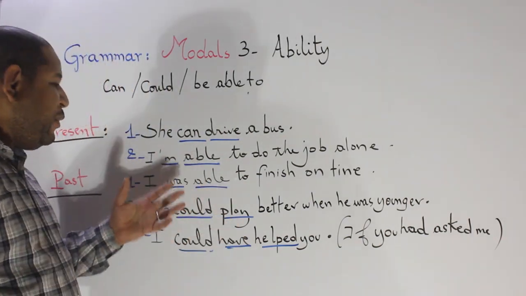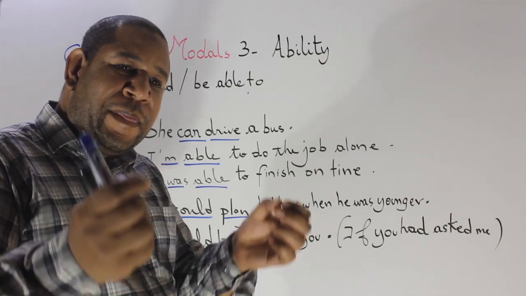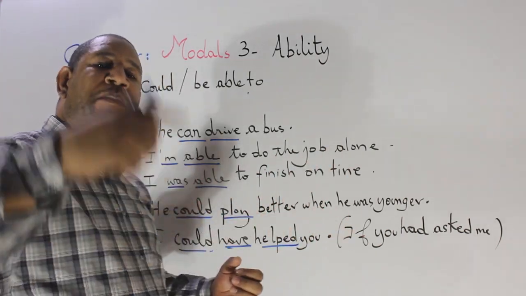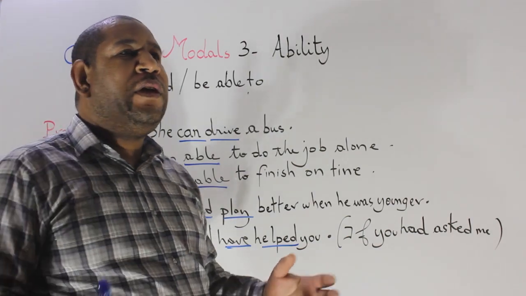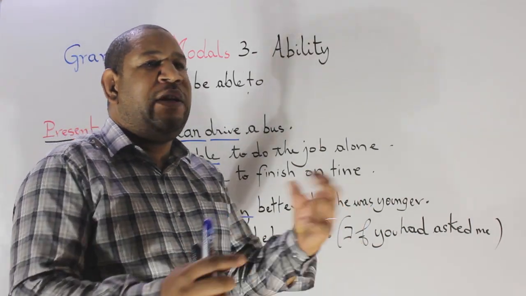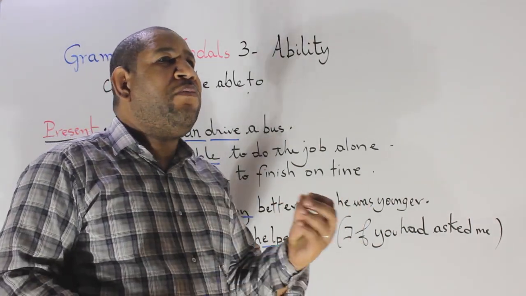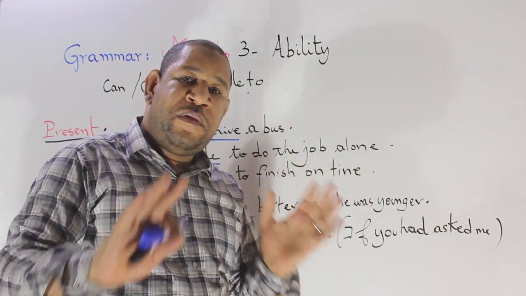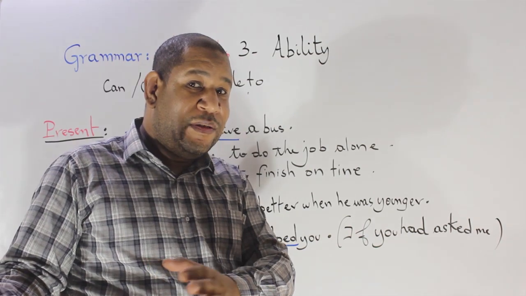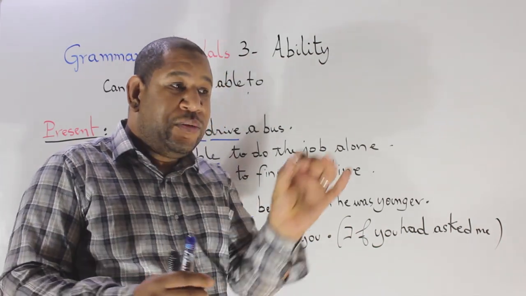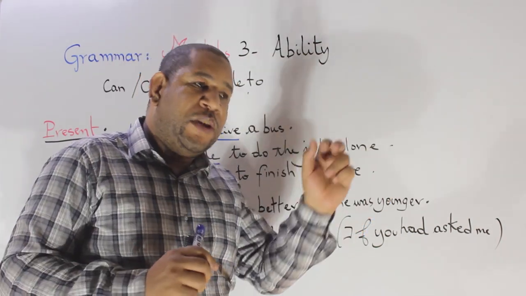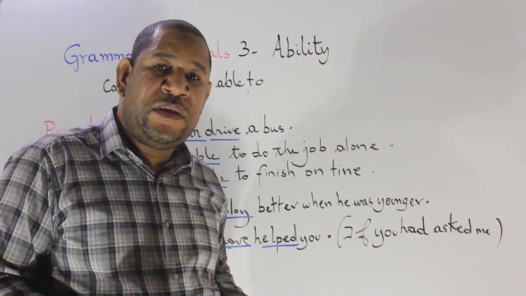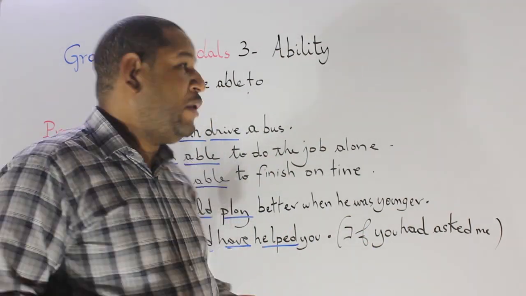Now, there is just one thing. For example, if you want to specify something in the future, you can use be able. I will be able to do something. And sometimes it is related with something else. For example, I will be able to do the job alone if everybody lets me do it. There is a condition for that. So it is specific. All the time, try to remember the specific sign. And now we will move to the next type of modals.